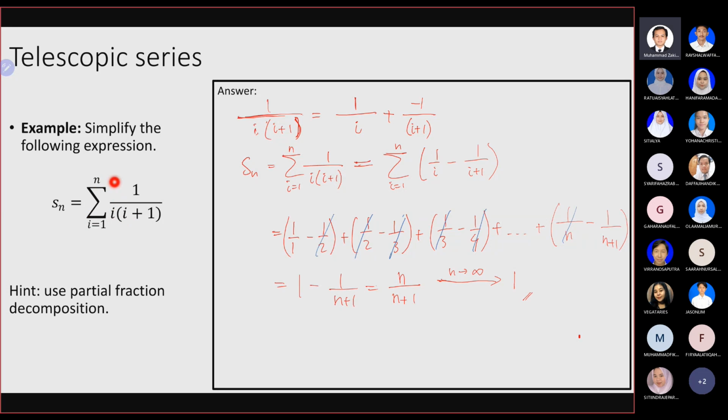Ya kan ini tandanya masih ingat nggak dari ketika kita awal-awal belajar integral, kalian belajar notasi sum ya, notasi penjumlahan ini. Ini jumlah I dari 1 sampai N. Ini artinya apa? I-nya 1, 2, 3, 4 sampai N. Gitu.